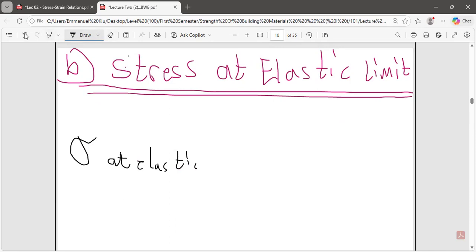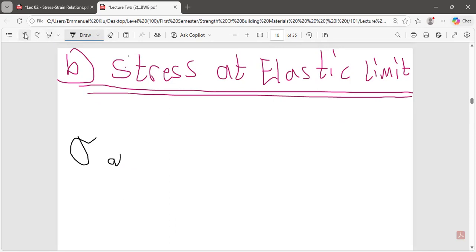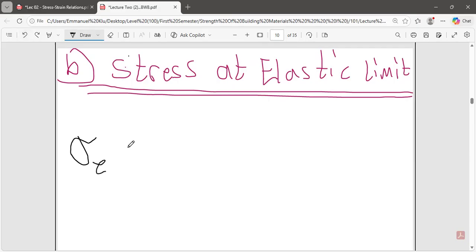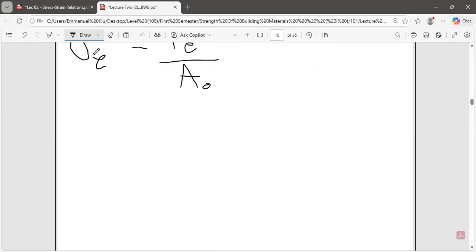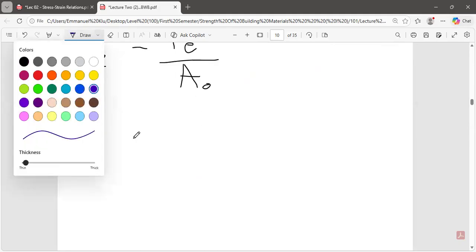So, at the end of the day, we are just going to use the load at elastic limit all over the original area. Let me write it over as this. Stress at elastic limit is equal to the load at elastic limit all over the original area, because you know that stress is equal to load over area. And this is going to lead us to get an answer of what?